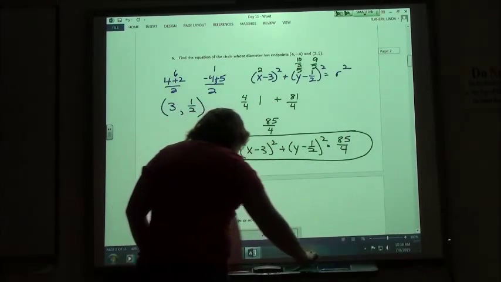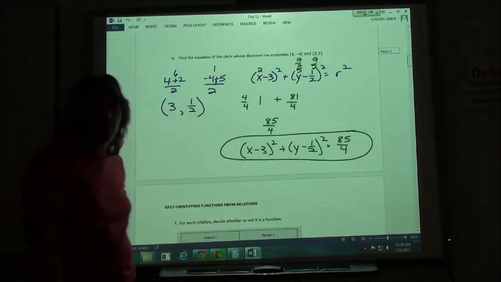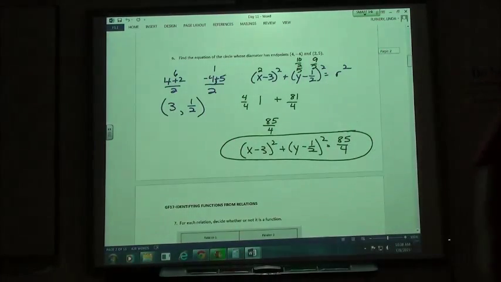So yes, we will throw some fraction ones in there just so you can practice with your fractions. They don't ever let you forget those.